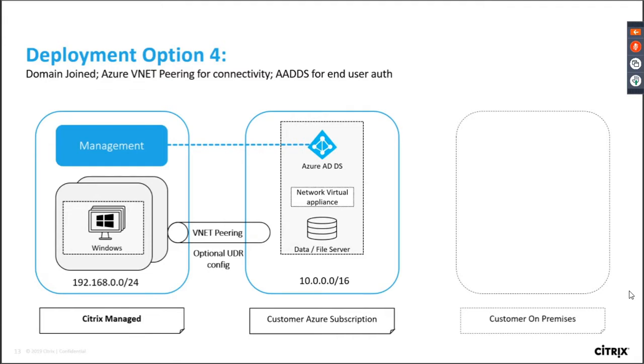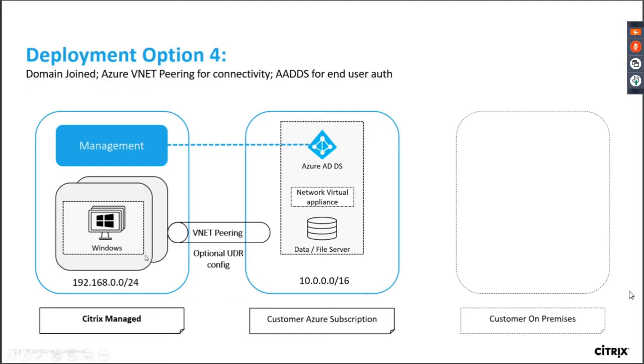For deployment option number 4, we have our WVD or Windows Virtual Desktop here, and we have the Azure Active Directory here, and the data and files in the Azure subscription for the customer. We just need to have virtual net peering here. Virtual net peering gives accessibility between virtual networks, between the Citrix Managed infrastructure and the customer Azure subscription, so that connectivity can be integrated as well. We can optionally use the UDR configuration as well. It will leverage another layer of security for how both sides will be communicating.